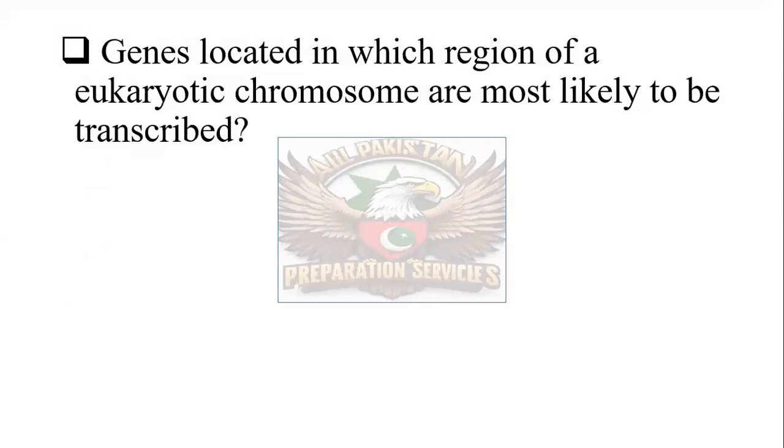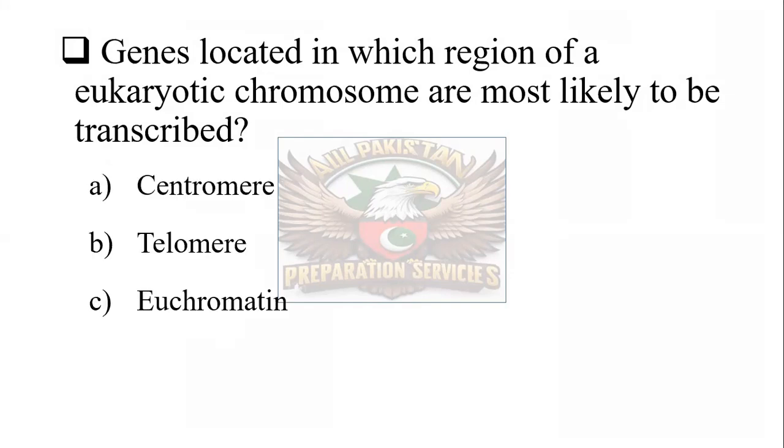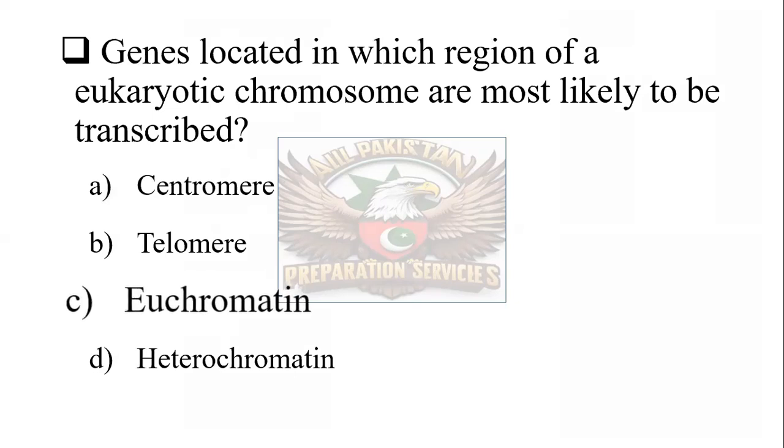Genes located in which region of a eukaryotic chromosome are most likely to be transcribed? Centromere, telomere, euchromatin, or heterochromatin? And the correct one is euchromatin. The genes located in the euchromatin region of a eukaryotic chromosome are most likely to be transcribed.